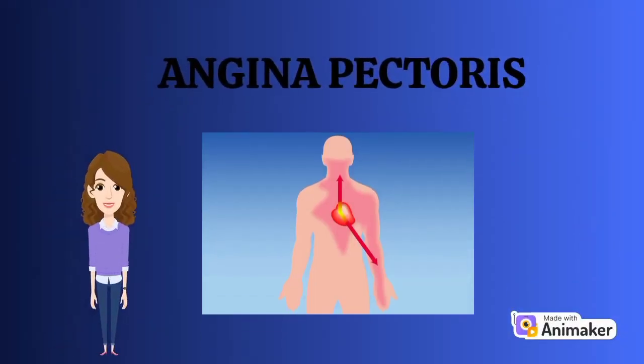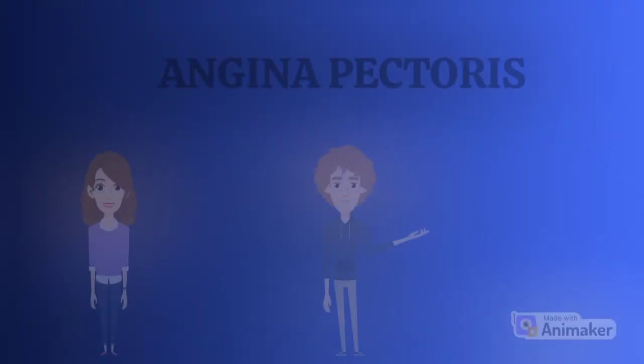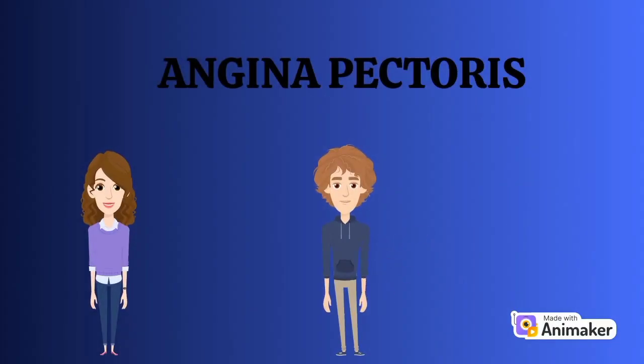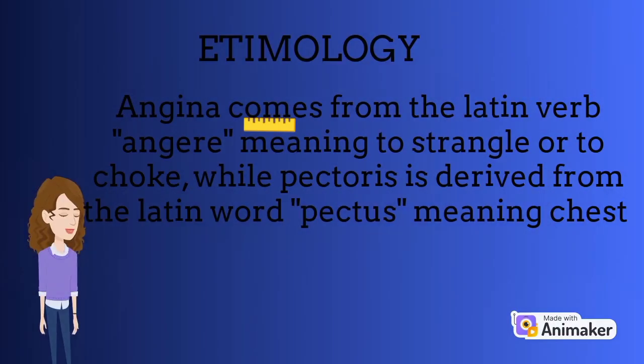Today we are going to be talking about angina pectoris, and I have with me Jacob, who is going to assist me in making this lecture as fun as possible. Hey, I'm Jacob and I'm going to be helping out with the mnemonics, so get ready to have your minds blown. Angina comes from the Latin verb angere, meaning to strangle or to choke, while pectoris is derived from the Latin word pectus, meaning chest.